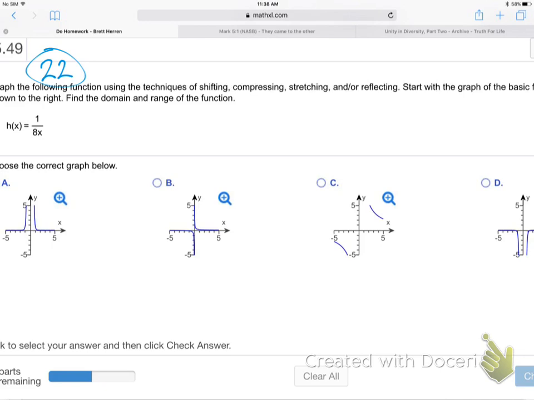Yeah, I would just make a table, honestly. It's just hard, because that's a kind of compression expansion thing. That 8 is multiplying the x. X is opposite, so it's not going to stretch the x, it's going to compress the x. But that's hard to see. I would just make a table.